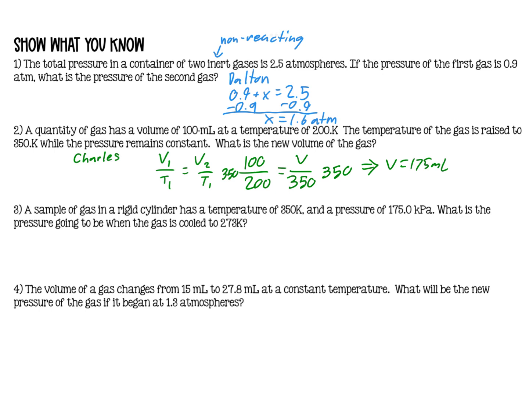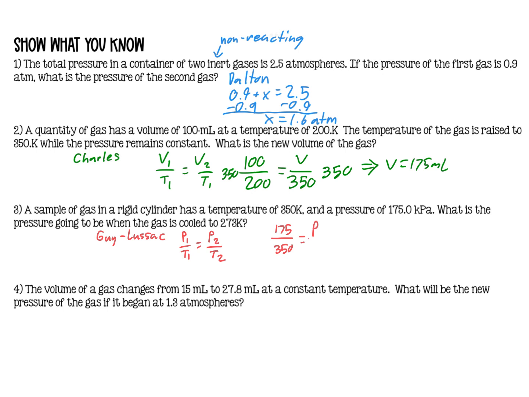In example 3, a sample of gas in a rigid cylinder has a temperature of 350 Kelvin and a pressure of 175 kilopascals. What is the pressure going to be when the gas is cooled to 273 Kelvin? Well, the temperature is already in Kelvin, so we don't have to worry about converting it. Instead, we can plug our values directly into Gay-Lussac's law. So pressure 1 over temperature 1 is equal to pressure 2 over temperature 2.